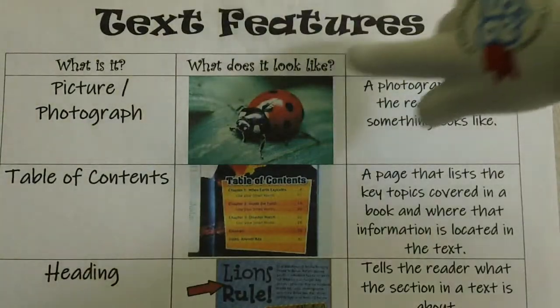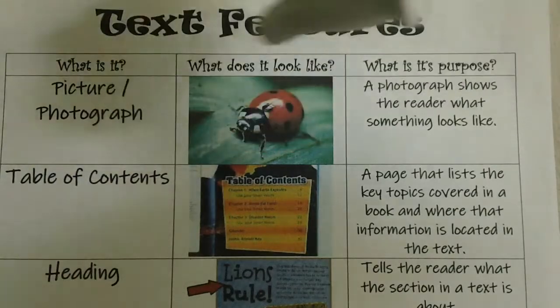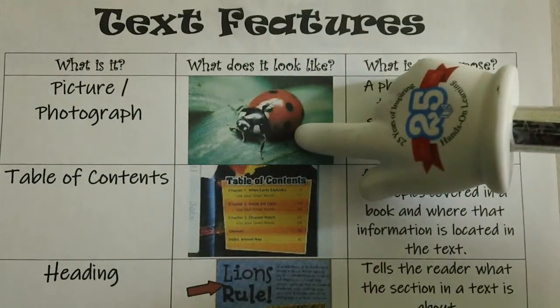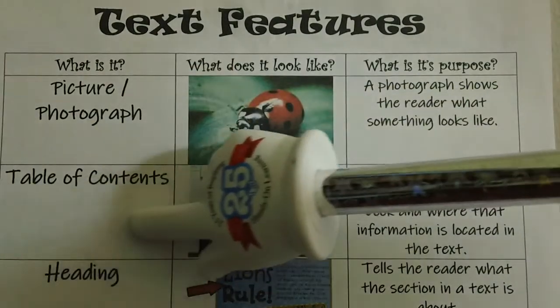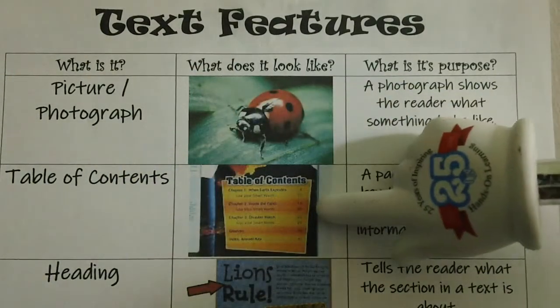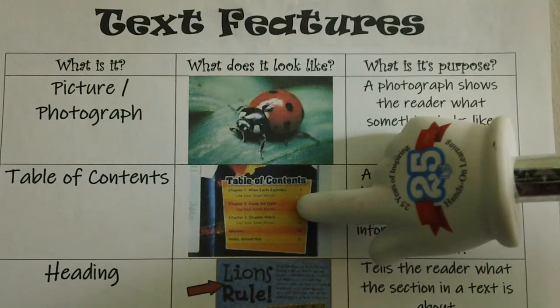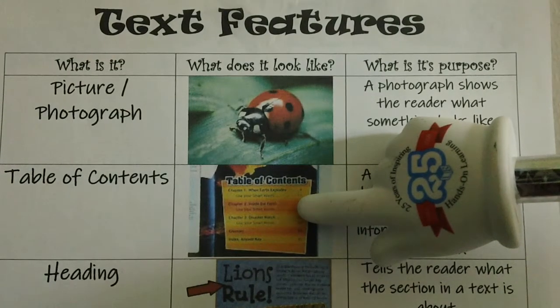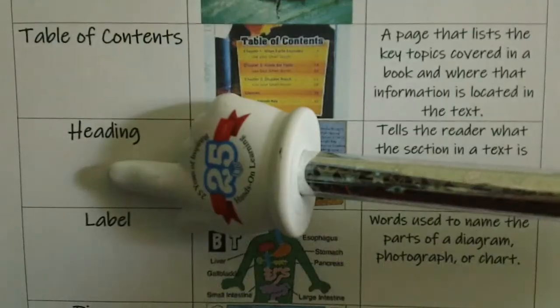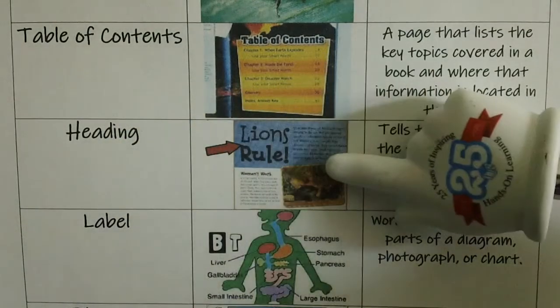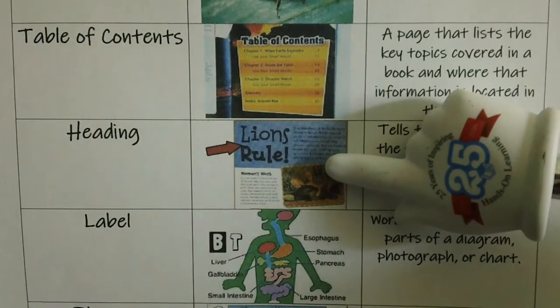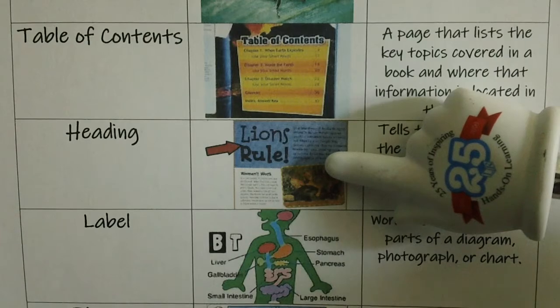Text features. Pictures or photographs. Pictures or photographs help the reader to see what something looks like. Table of contents. A table of contents is a page that tells the reader where they'll find information in a story. Heading. A heading is like a mini title that tells the reader what a page or some pages will be about.